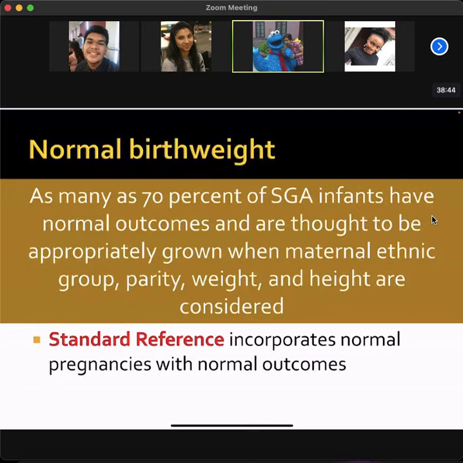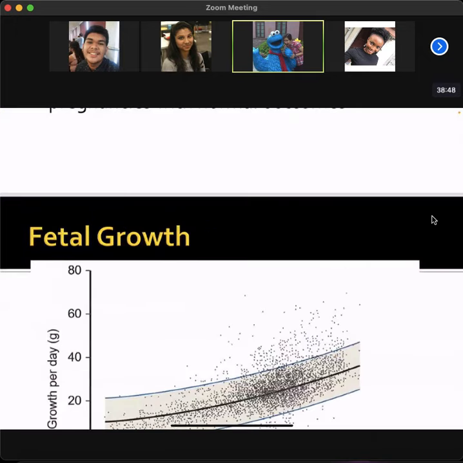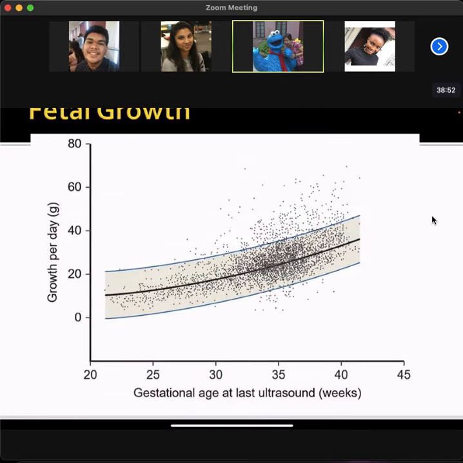So this is the expected fetal growth in comparison or in contrast to the gestational age. It is compatible with the one that I showed you a while ago in the three phases. Okay.